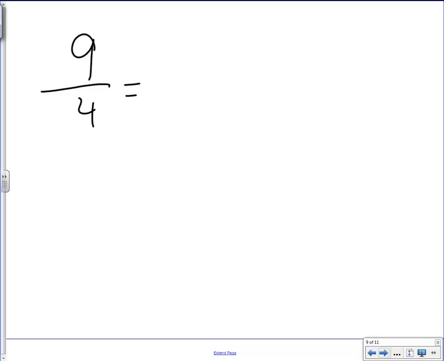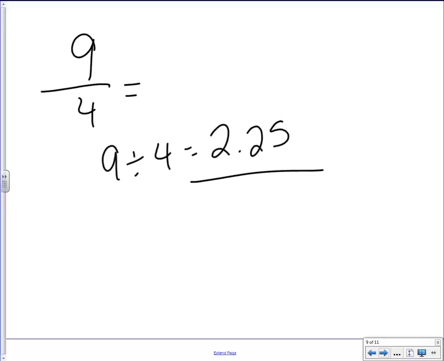Improper fraction written as a decimal. Same thing here. I take 9, I divide it by 4 in my calculator, and I find 2.25. If it asks you for a decimal, it's okay that it's a whole number and a decimal. It has to be. Okay.